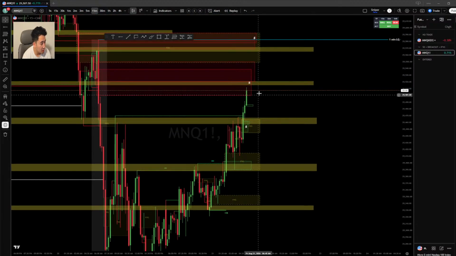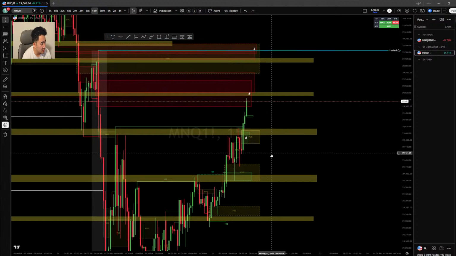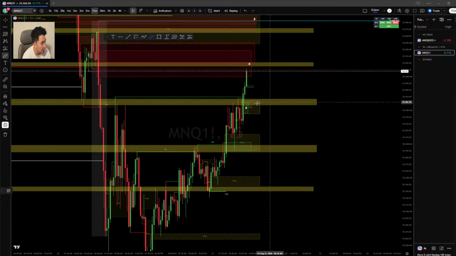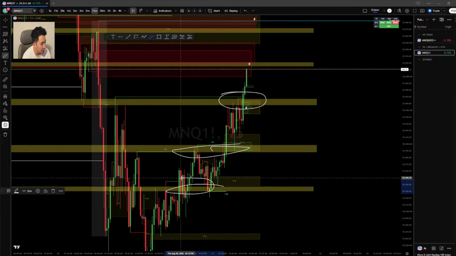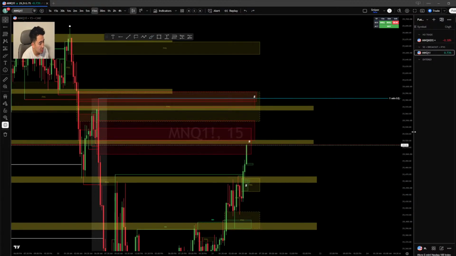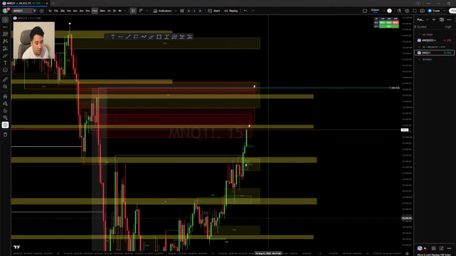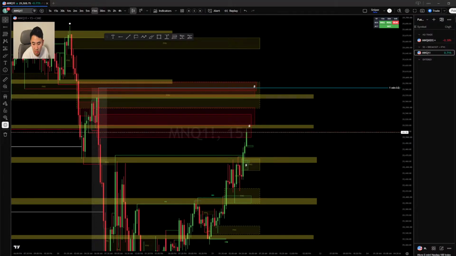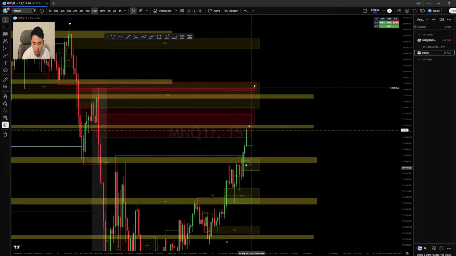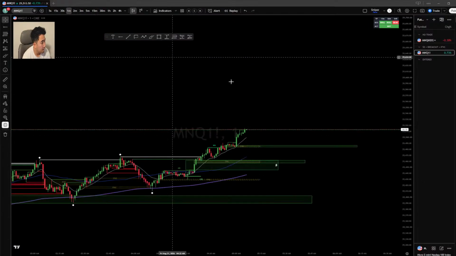Looks like price is trending up. Just broke and retested these support levels, support resistance level up here, or down here, right here, right here, right here. Just gonna test some more highs, or test these structures up here. Let's go back to 1 minute.